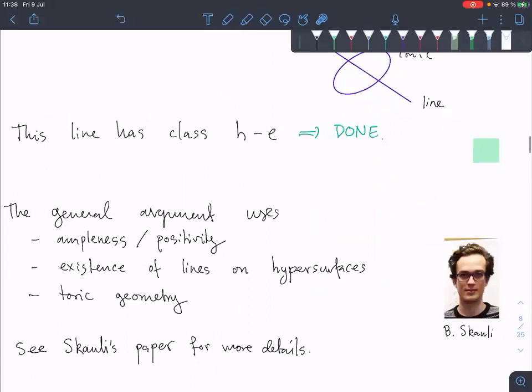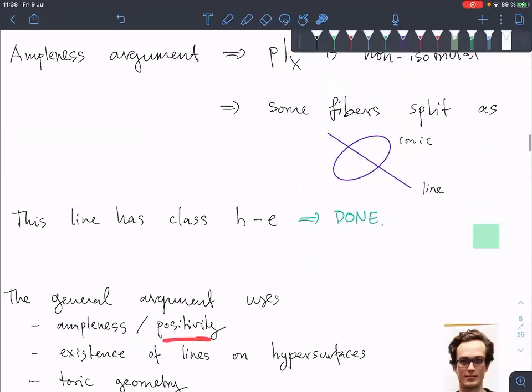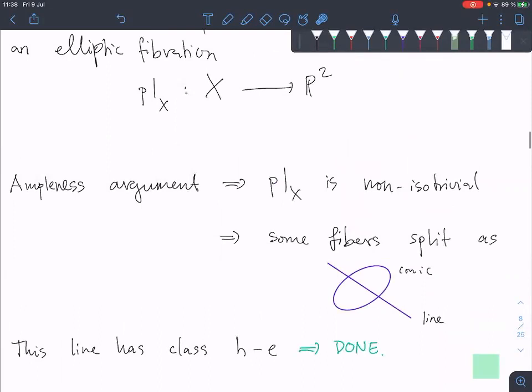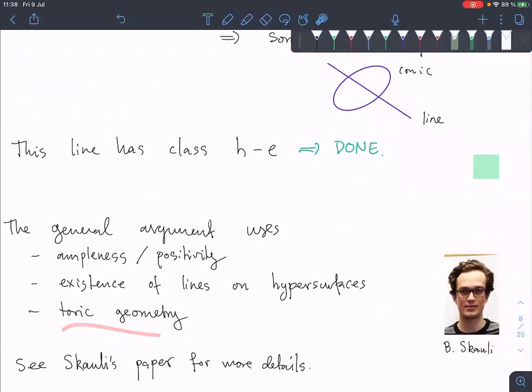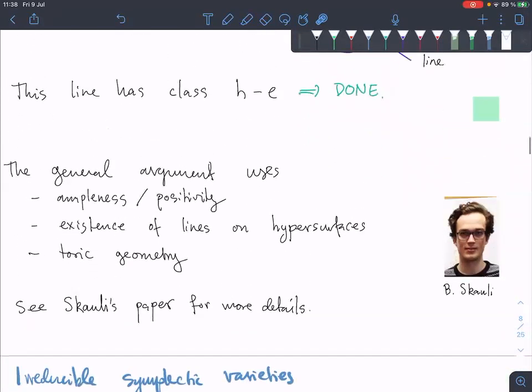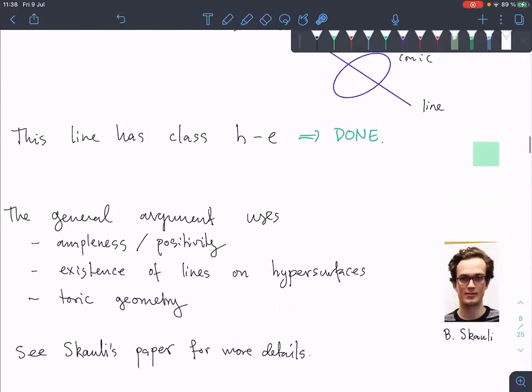And the proof in general is actually very similar to what I just described. You need some sort of ampleness, positivity, to argue for this step here. And then one basically tries to find lines that represent the given classes, and of course you need lots of toric geometry to do this. So I think it's a pretty nice result with very geometric arguments. Any questions about this?